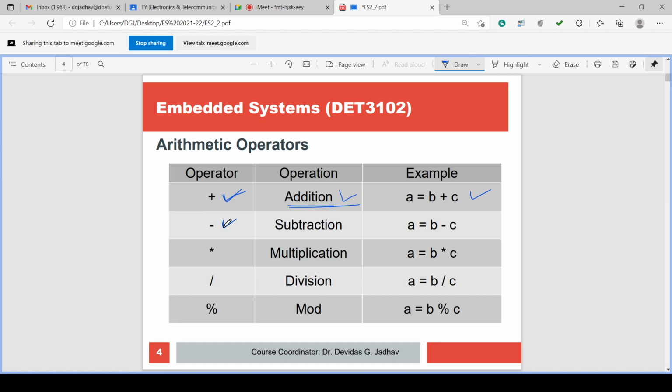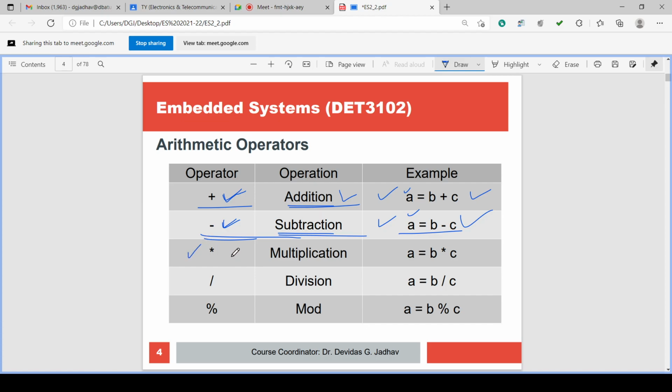Similarly, minus is for subtraction. A is equal to B minus C. B and C may be variables or constants, but A must be a variable, because we are assigning the value to A. So this is about addition and subtraction. Addition is the plus sign, subtraction is the minus sign, and these are the respective examples: A equal to B plus C, A equal to B minus C.